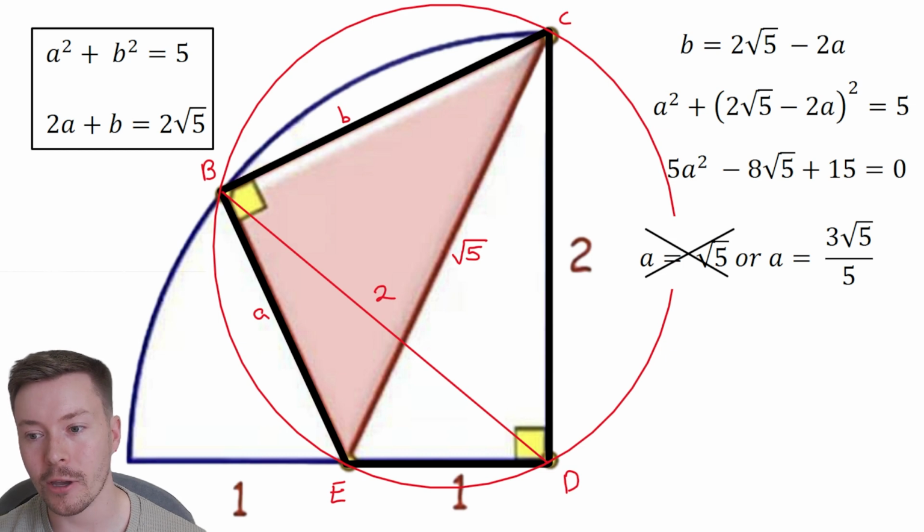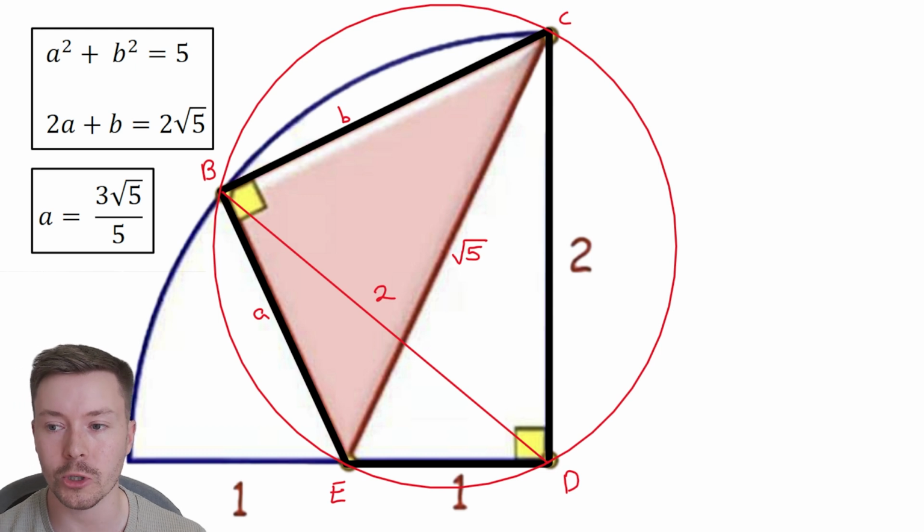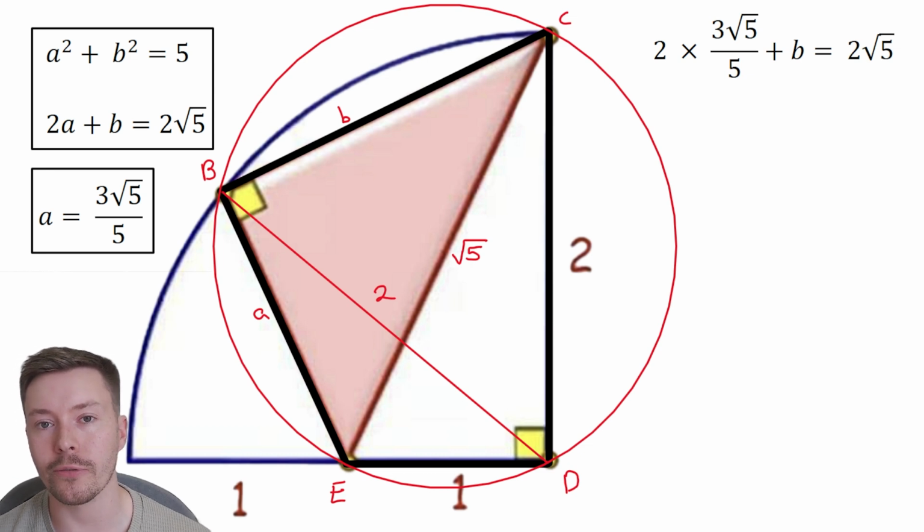Okay, tidying everything up again, I get a is equal to 3 root 5 over 5, collecting that all on the left-hand side of my problem just to give myself a little bit of space. And I'm going to substitute a into either one of these equations, but I'm going to go with the second one again because that's going to make everything just a little bit easier. I don't have to square anything. So I'm going to get 2 times 3 root 5 over 5 plus b is equal to 2 root 5.